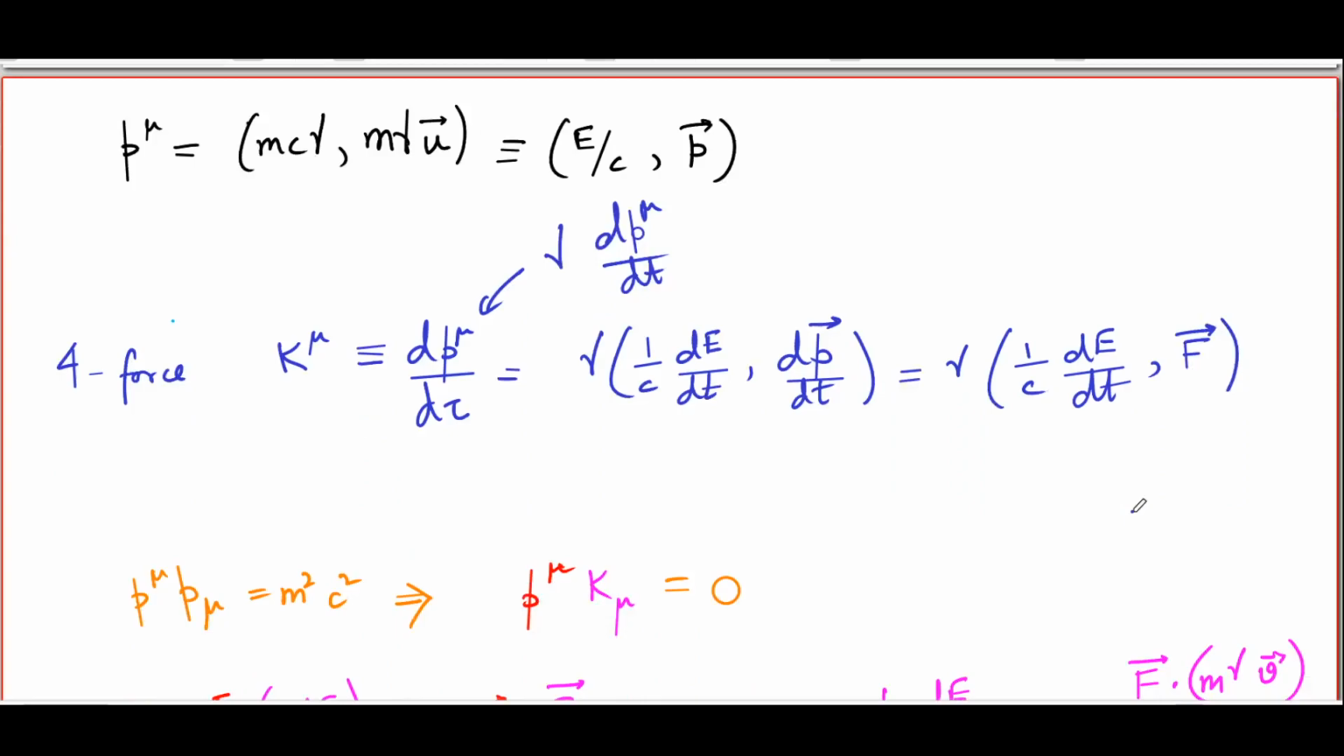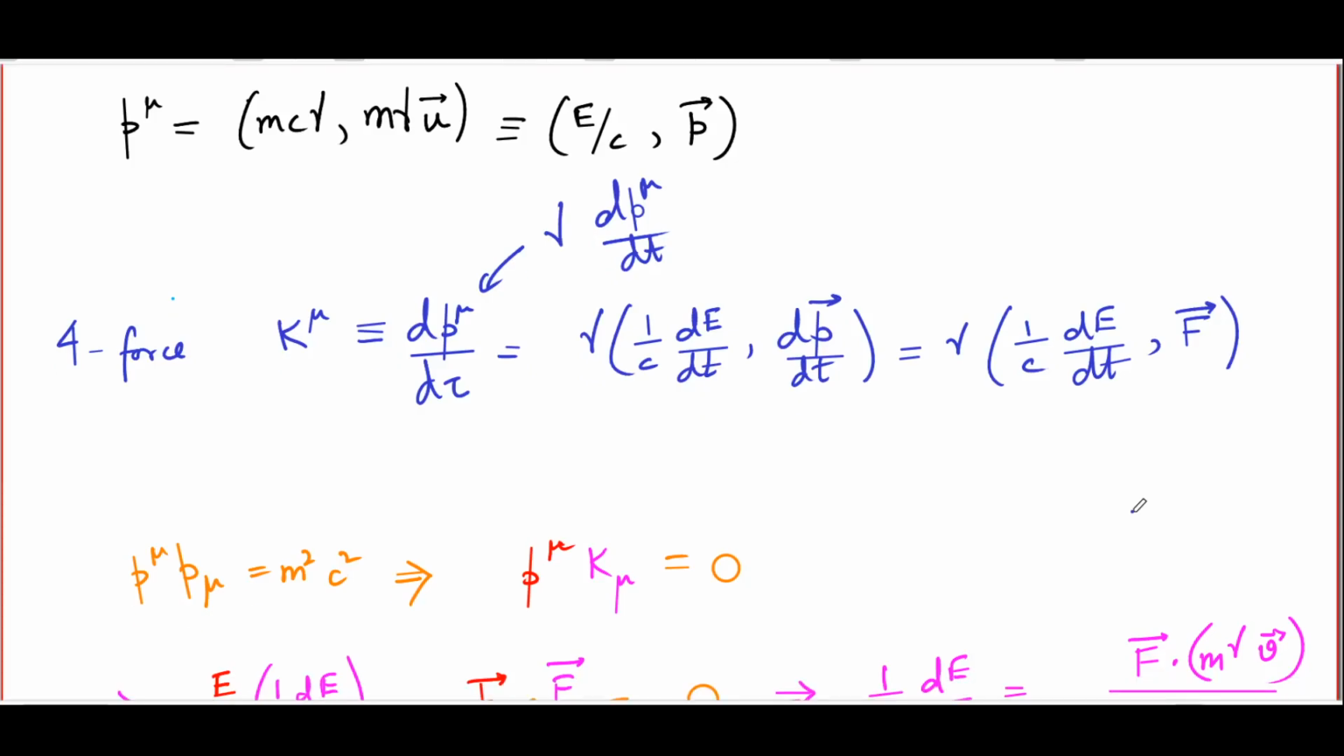Now, since p mu, like u mu, has a constant or time-independent square, p upper mu, p lower mu is m squared c squared, this immediately tells us that p mu k lower mu, the dot product between p and k, has to be equal to 0. Therefore, k mu is orthogonal to p mu, and that gives us another way of writing the temporal component of k mu, which is pretty useful in applications.